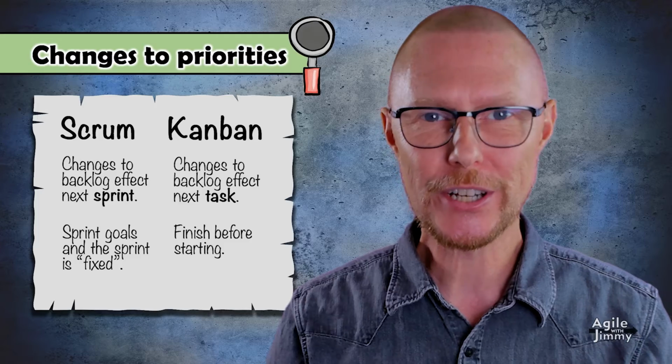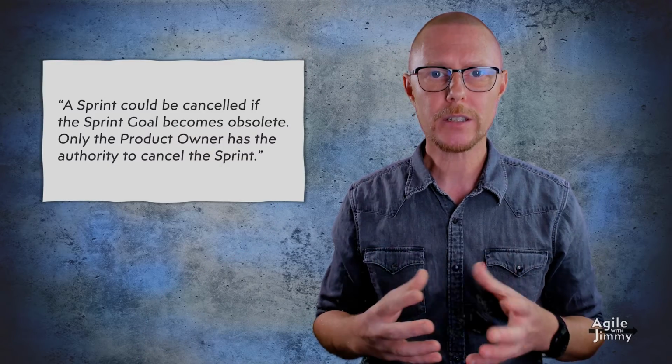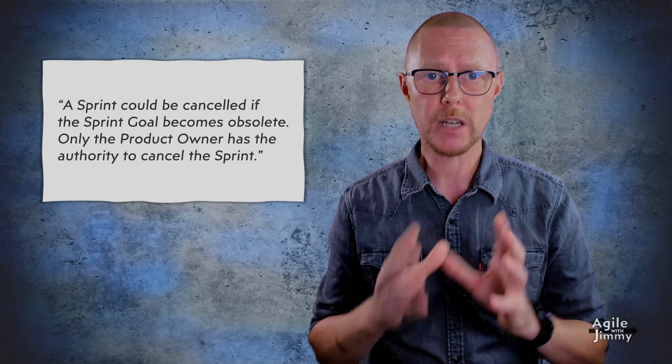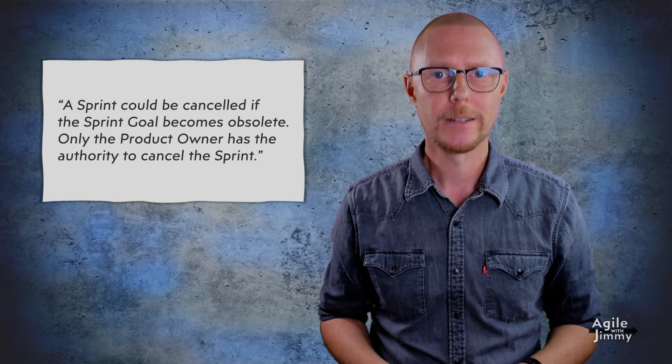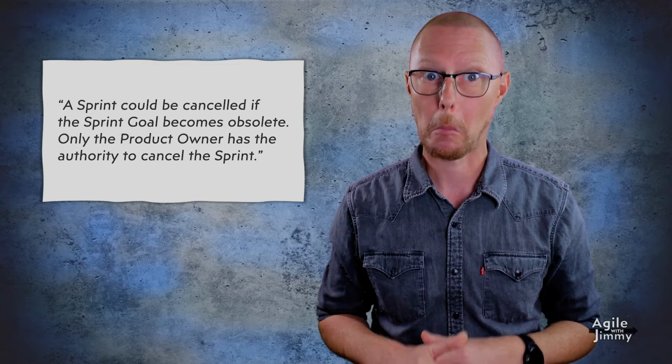If you want to enjoy an internet flame war, Google cancelling a sprint. Why? Well, I guess it's because of what the Scrum Guide says about it. A sprint could be cancelled if the sprint goal becomes obsolete. Only the product owner has the authority to cancel the sprint.